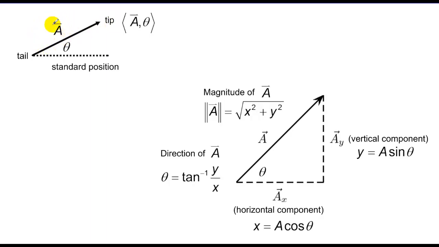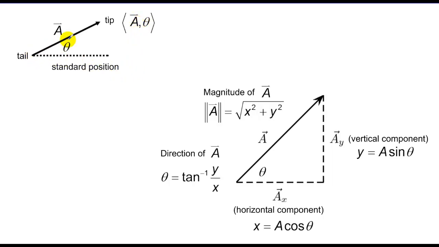Typically we notate a vector by a variable and an arrow on the top of it. So that says vector A, and it's written in terms of its length and its degree measure, which is kind of like a polar coordinate, as we already said.